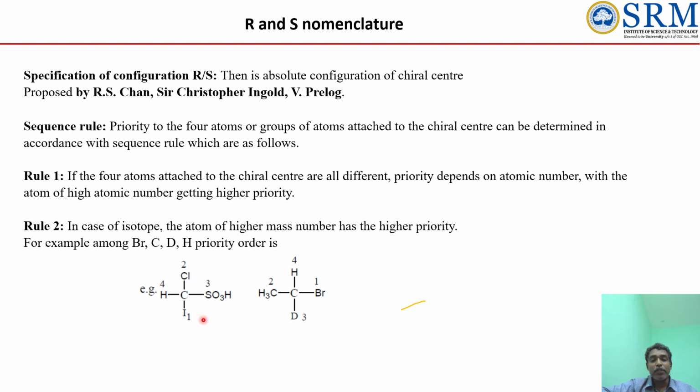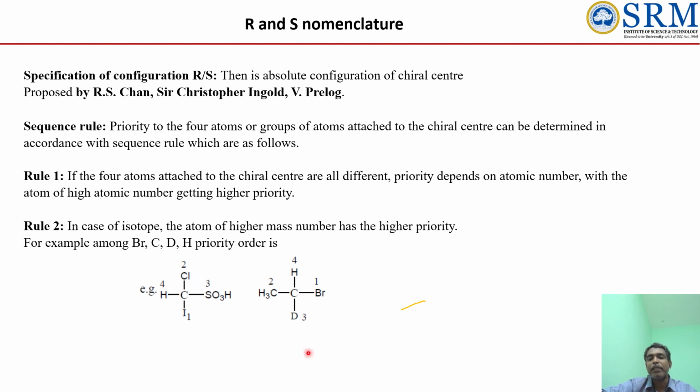The second rule tells you what to do if you have isotopes. For example, in the case of hydrogen, you have 2 different isotopes: deuterium and tritium. In this case, how will you assign the priority? For example, hydrogen is the least one for sure, so you right away give it priority 4. Bromine takes priority 1. Then between carbon and deuterium, carbon takes priority 2.